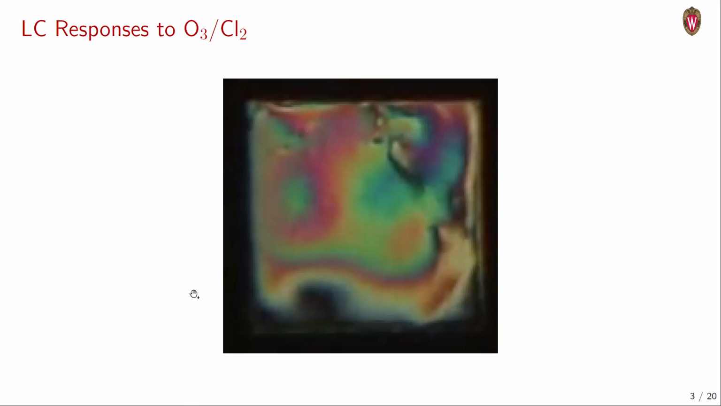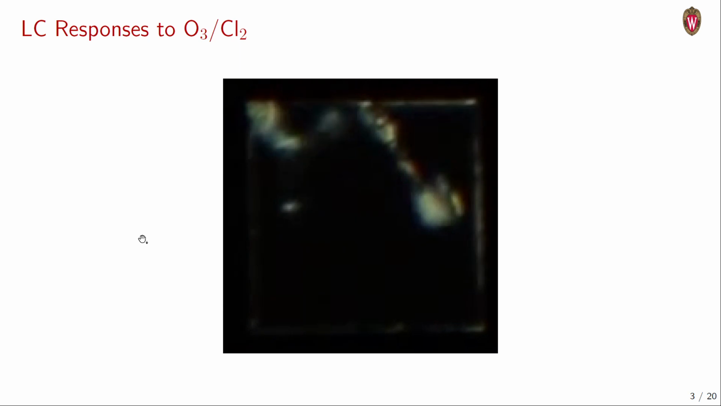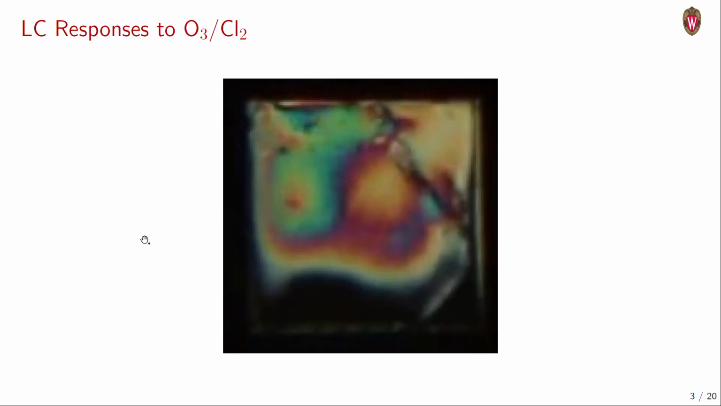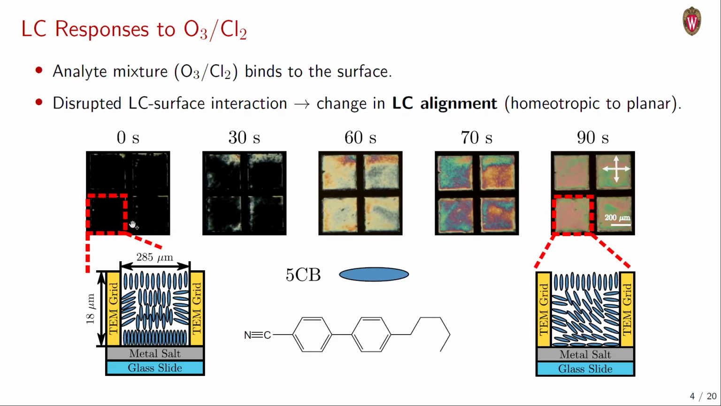Here is a video of the spatial temporal sensor response to the ozone and chlorine gas mixture. We can see some interesting optical color patterns starting to show up through time. Here we have some screenshots of the video.